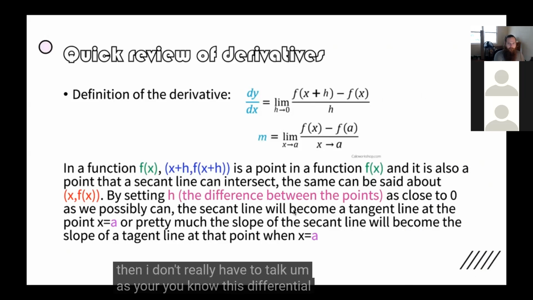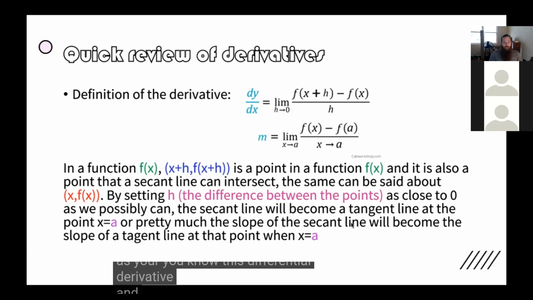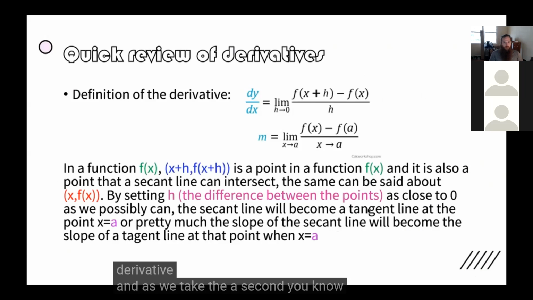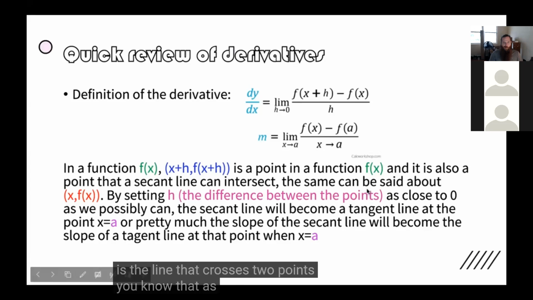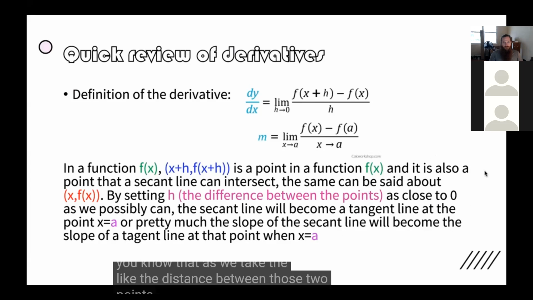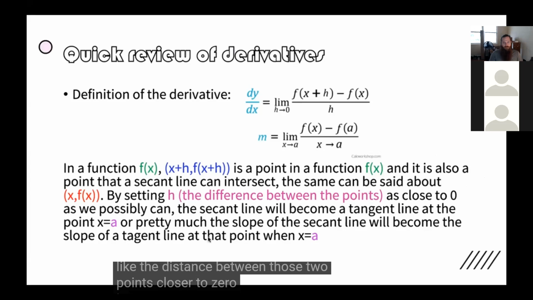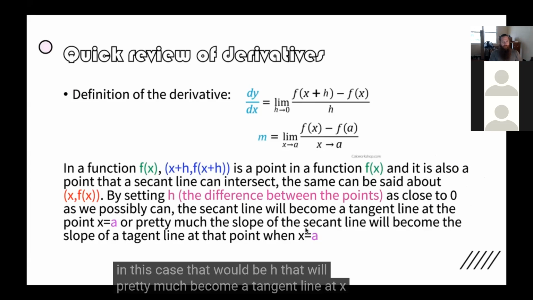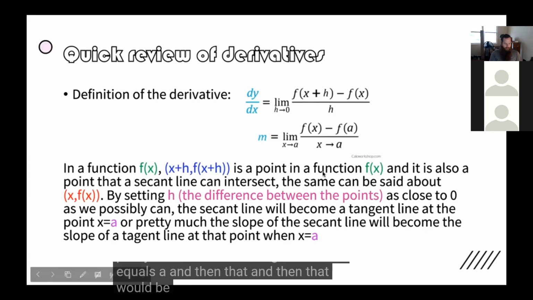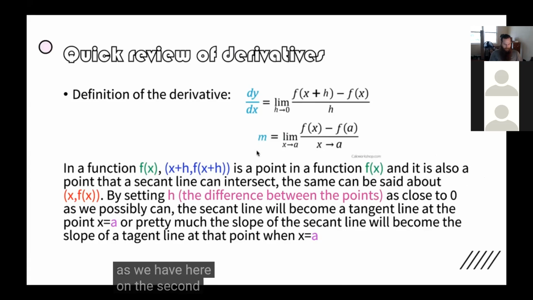As you already know, with this derivative, as we take a secant, you know a secant line is the line that crosses 2 points. You know that as we take the distance between those 2 points closer to 0, in this case that will be h, that will pretty much become a tangent line at x equals a, and that would be the slope of the tangent line, as we have here in the second definition.